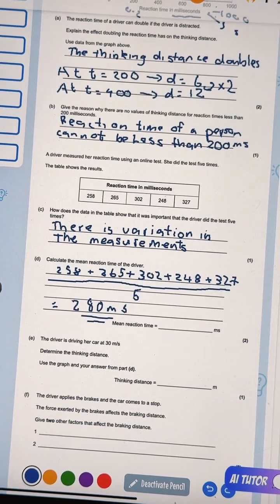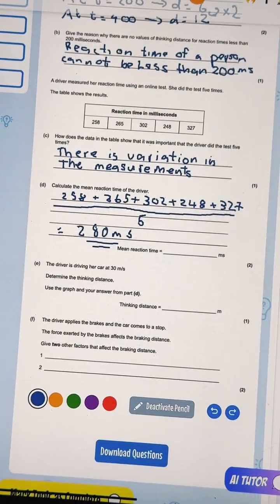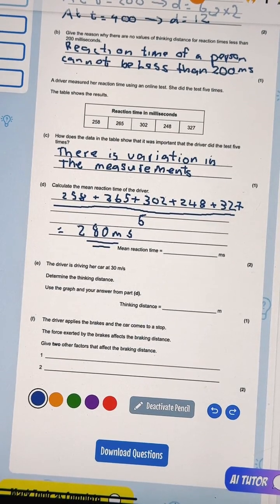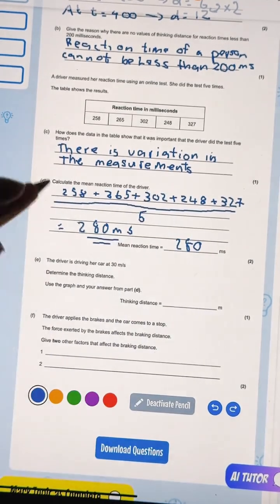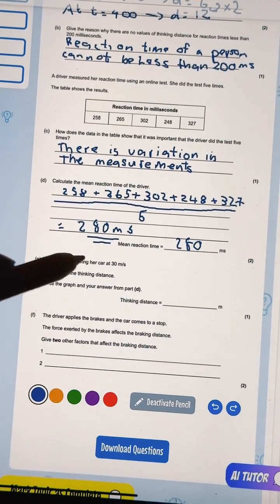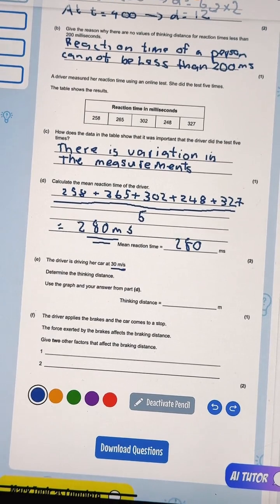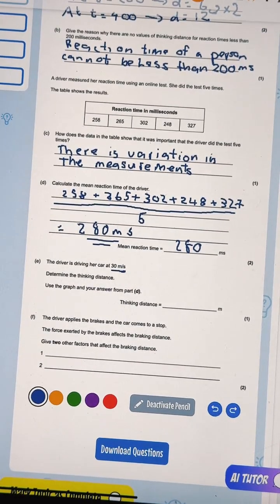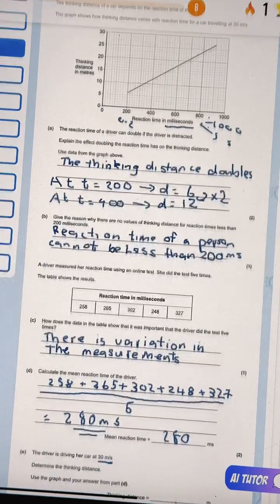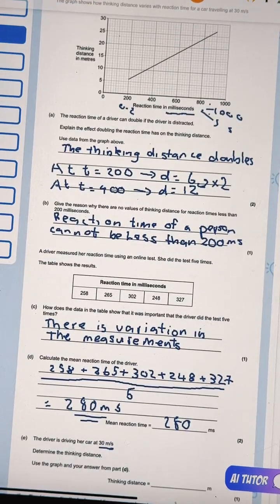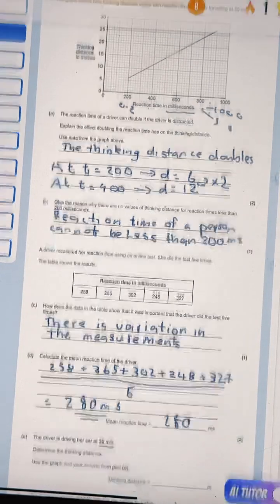All right, the driver is driving her car at 30 meters per second. Determine the thinking distance. Use the graph and your answer from part D. So we have part D, the reaction time of 280. It told us the driver is driving her car at 30 meters per second. So we would then need to calculate, based off of the graph, what the thinking distance could be.